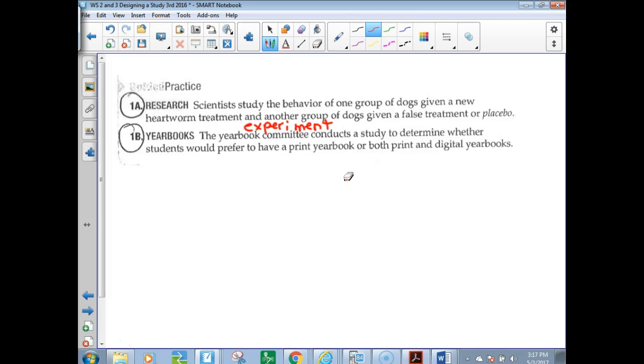It doesn't matter. It just has to be a control group and a group that actually gets something. So you have to have the control to make it a valid experiment. The dogs given the heartworm medicine would be your treatment group, and the ones given the false treatment are your control group. They're still given something.